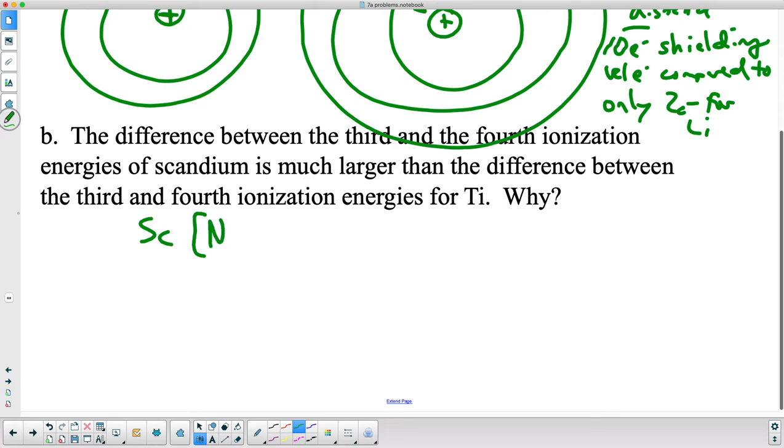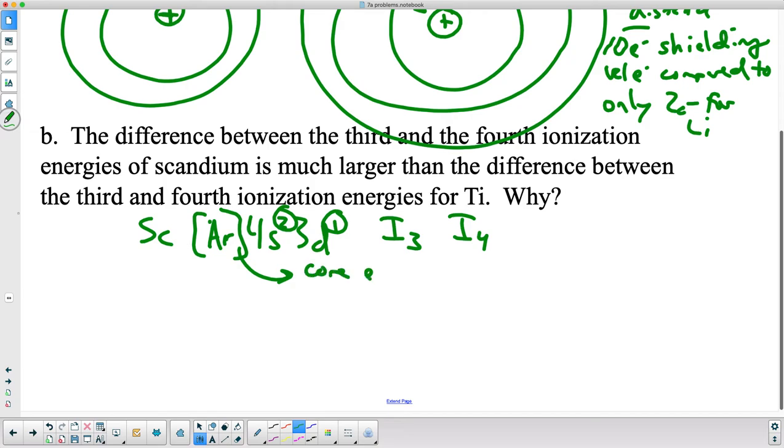That's going to be argon 4s2, 3d1. There it is. So the 3rd ionization energy would take away these 3, the 2 in the 4s and the 1 in the 3d. Then the 4th ionization energy would take away 1 from argon. So once you take away a core electron, it takes much more energy.